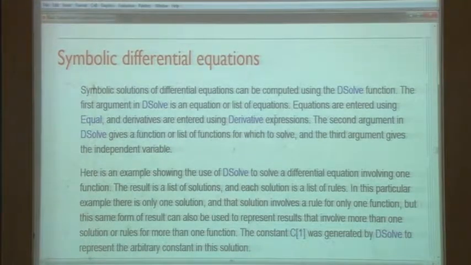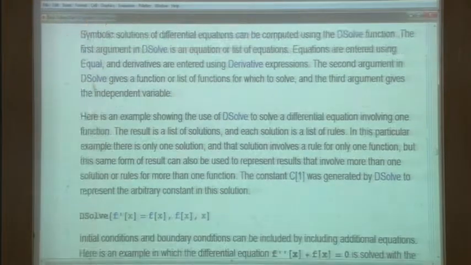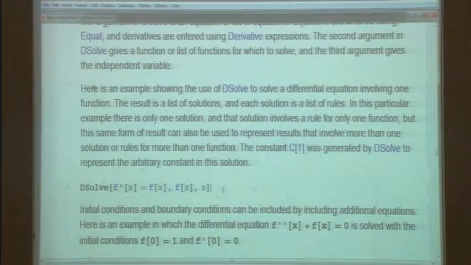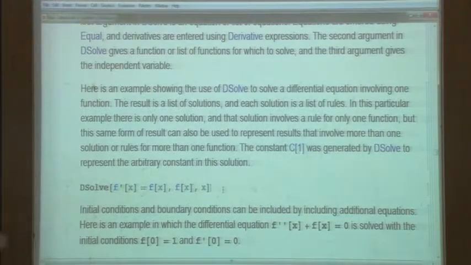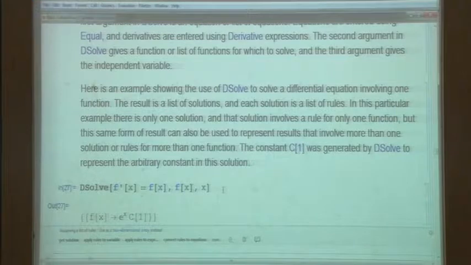Then yesterday we talked about NDSolve. Today we talk about DSolve because it's symbolic. So the same, NIntegrate, Integrate. Again, the typical example would be this symbolic differential equation. So the derivative is equal to the function itself, right? And we differentiate. These are the arguments, function, and the variable. There you go.